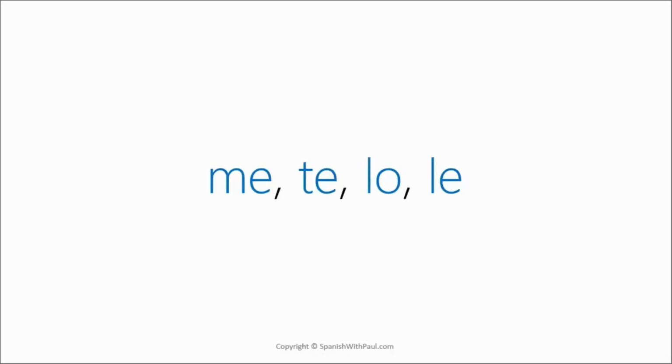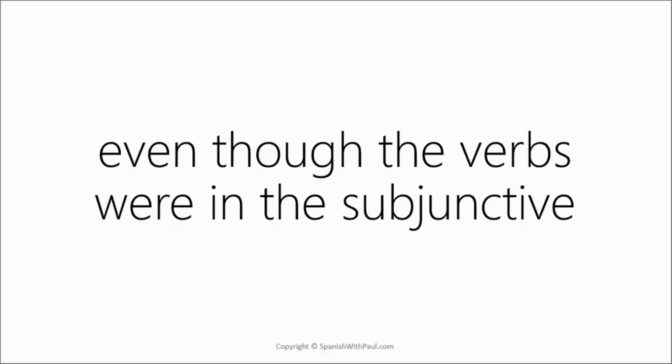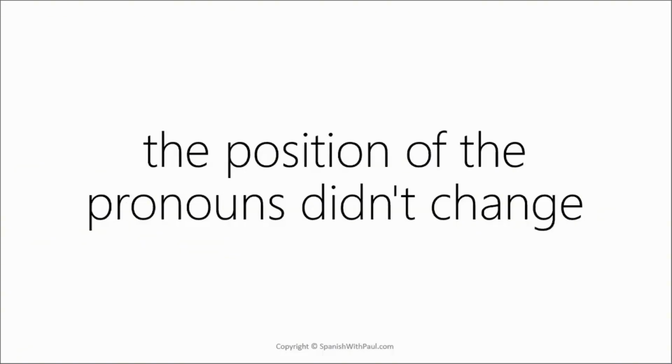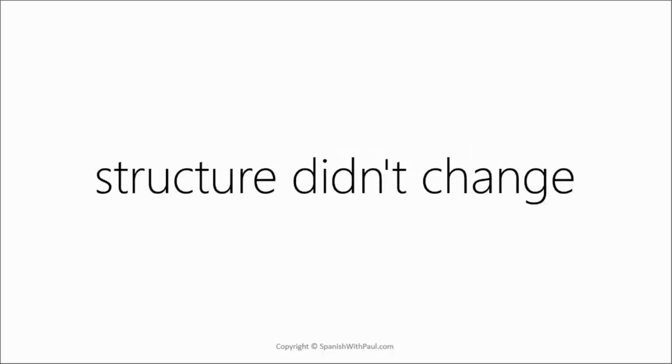So here we had examples of the subjunctive tense with pronouns, and we took as our examples me, te, lo, and le. So the important thing to realize is that even though the verbs were in the subjunctive, the position of the pronouns didn't change, meaning that the sentence structure didn't change from what we're already used to.